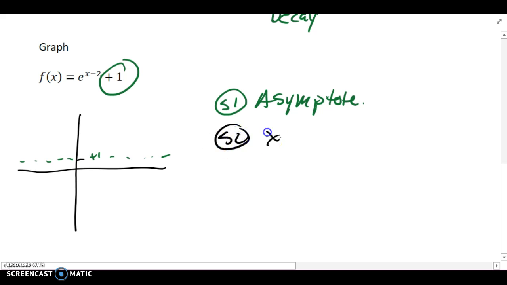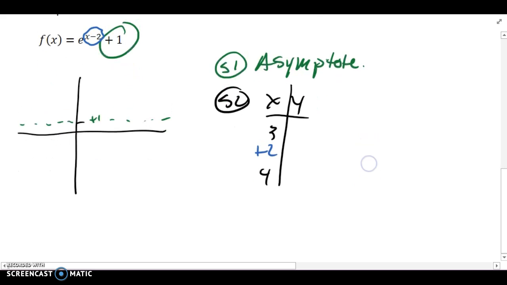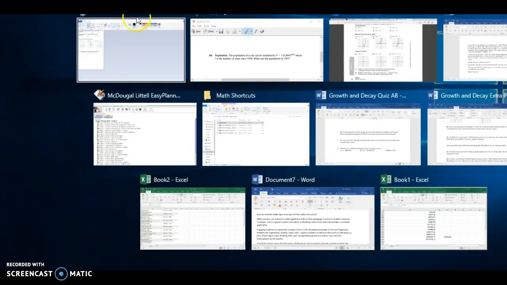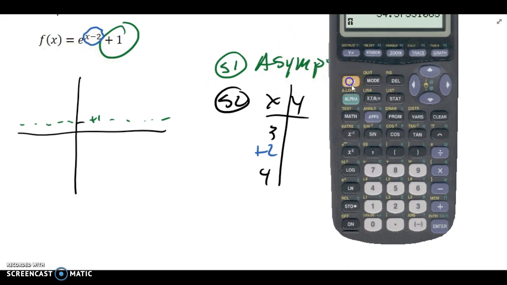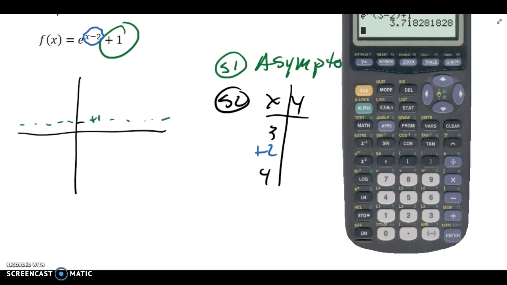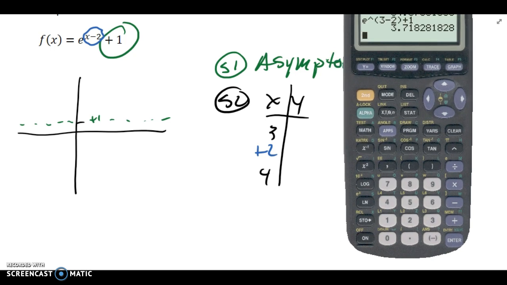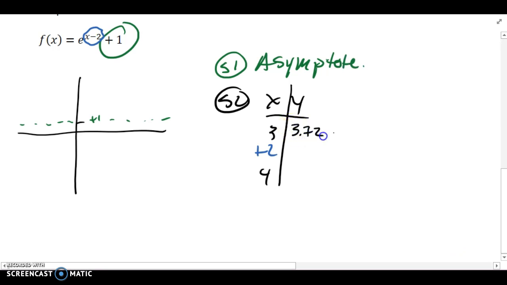Step 2 is the XY table. This value here goes right here, and then we do one up and one below, and put it in the calculator. I'm not going to write it out, I'm just going to put it in. To show you how to put it in the calculator, we have the E, so I hit second ln. Then for the X, we're picking 3, so it'd be 3 minus 2 in parentheses, plus 1. We put that in the calculator and get 3.72. Then we're going to do it again and again, and then have our graph.